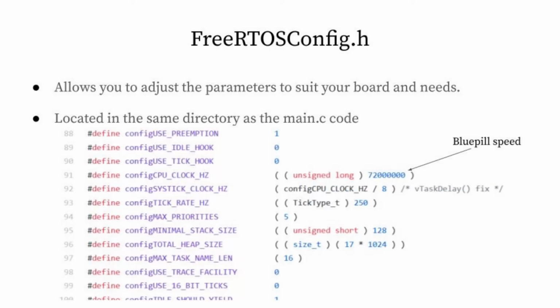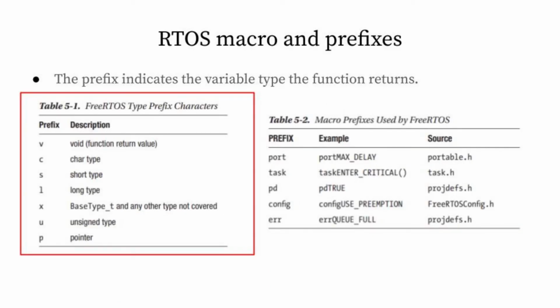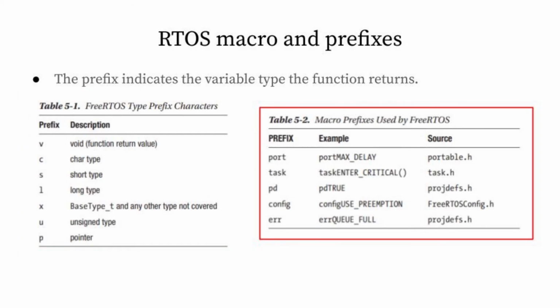Another thing to take note of RTOS is naming prefixes and macros. FreeRTOS functions are prefixed with a letter, indicating the variable type that it will return, such as vTaskScheduler, which is just a task that returns void or nothing. And then there is the macro prefixes for variable definitions, which indicates which file the definition is stored under.